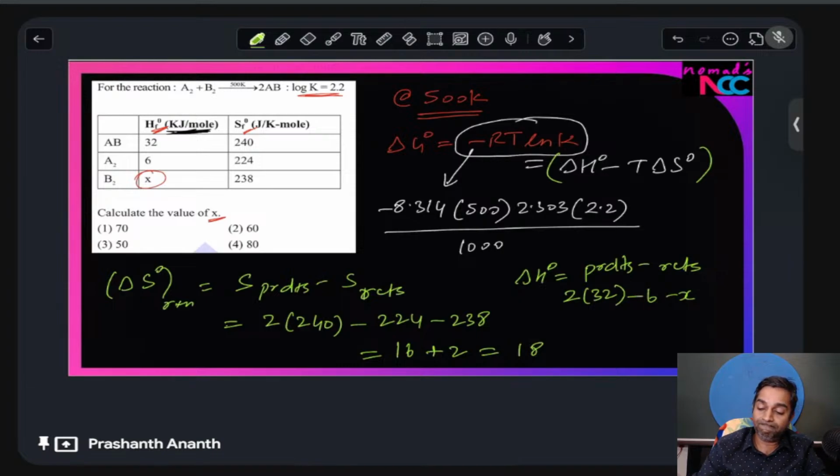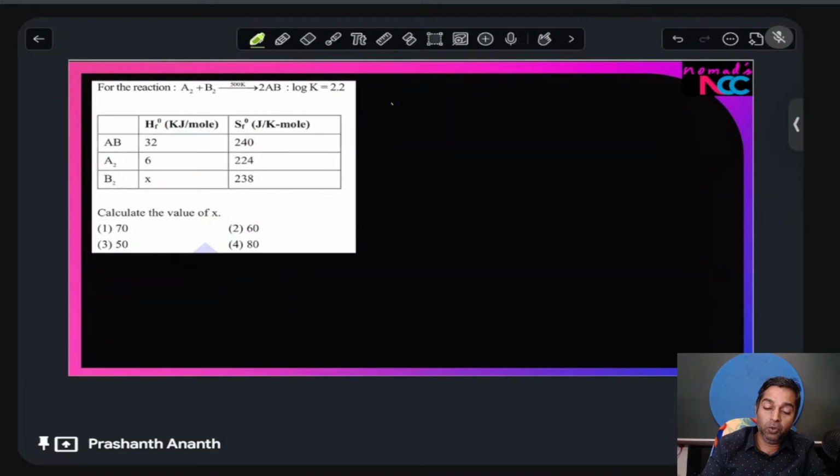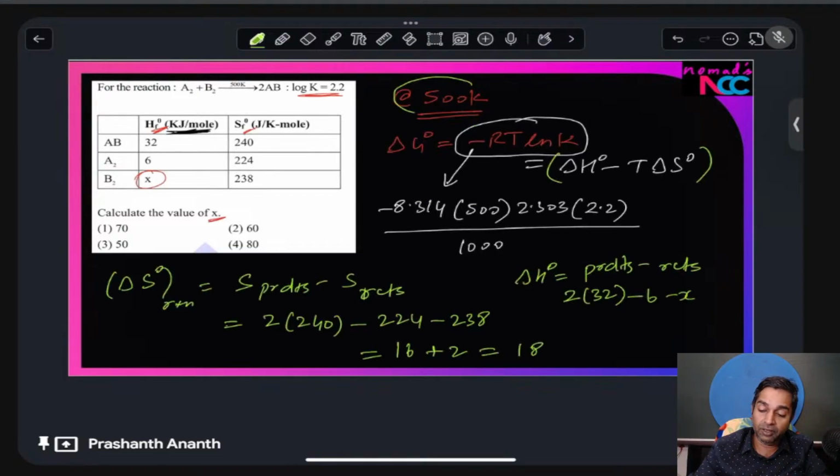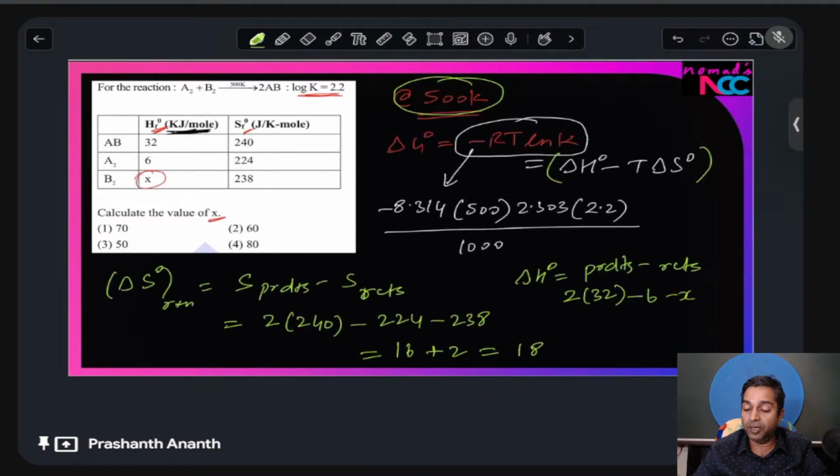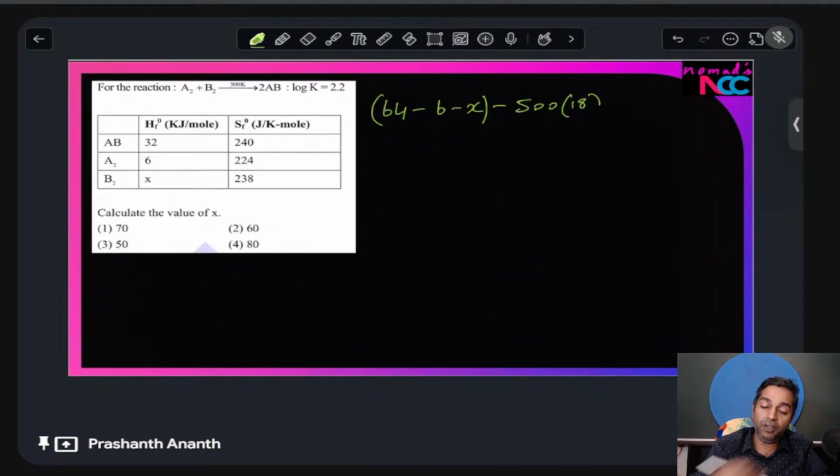So we end up having 2 into 32, which is 64. So let's put it out directly: 64 minus 6 minus X minus temperature. I need to now include temperature, which is given as 500 Kelvin. So delta H minus T delta S works out as minus 500 into delta S, which is 18 in this particular case. So 18 minus 500 into 18, which we can take as 9 into 1000 approximately, doesn't make a difference.